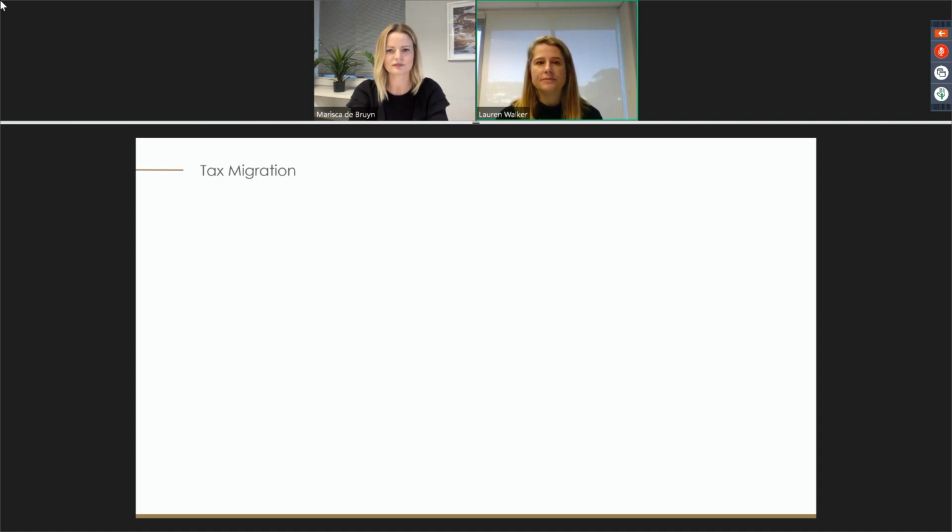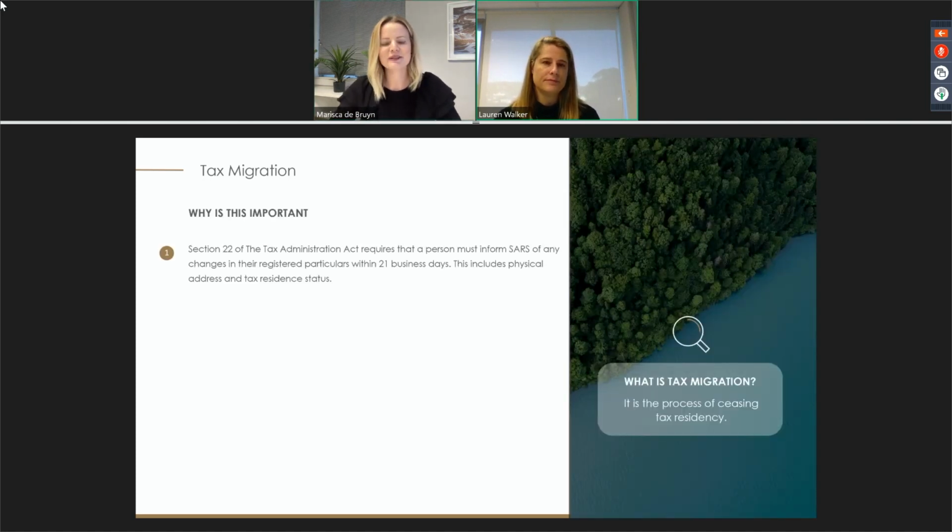Yes, Lauren. So it's important because it's actually an obligation in terms of the Tax Administration Act to inform SARS if any of your registered particulars have changed. And that would include your physical address, if your bank has changed, and also very important if you have ceased tax residency.